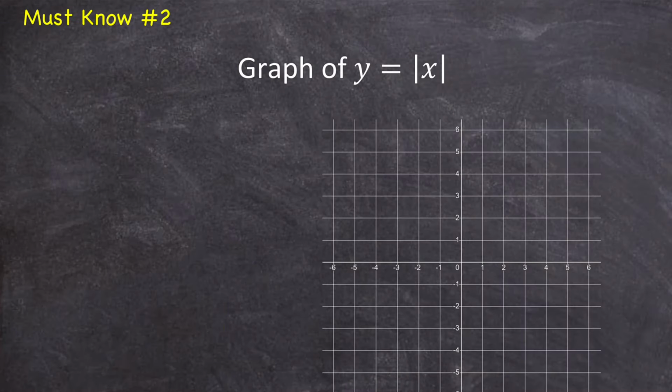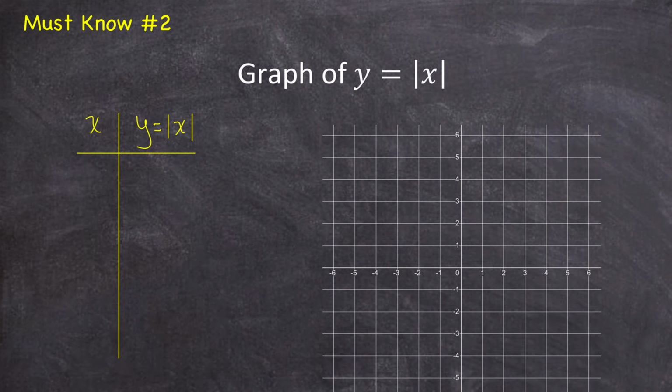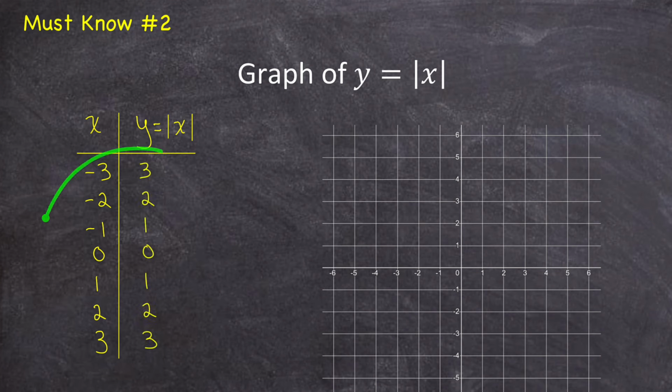Must know number 2, the graph of y equals the absolute value of x. To see what its graph looks like, let's start by making a table of values. To see the shape of the graph, I'm going to choose x values between negative 3 and 3. And then for this function, I can calculate the y values by doing the absolute value of each of these x values, which means make them all non-negative. That gives us each of those values' distance from 0. And now I can go ahead and plot all of these points on my graph. And then connecting these points, I can see that it makes a V shape.